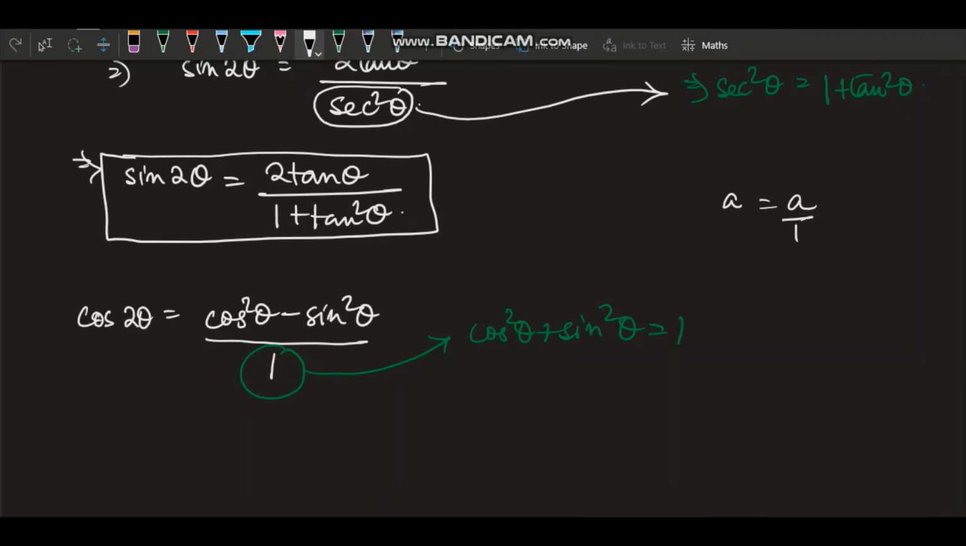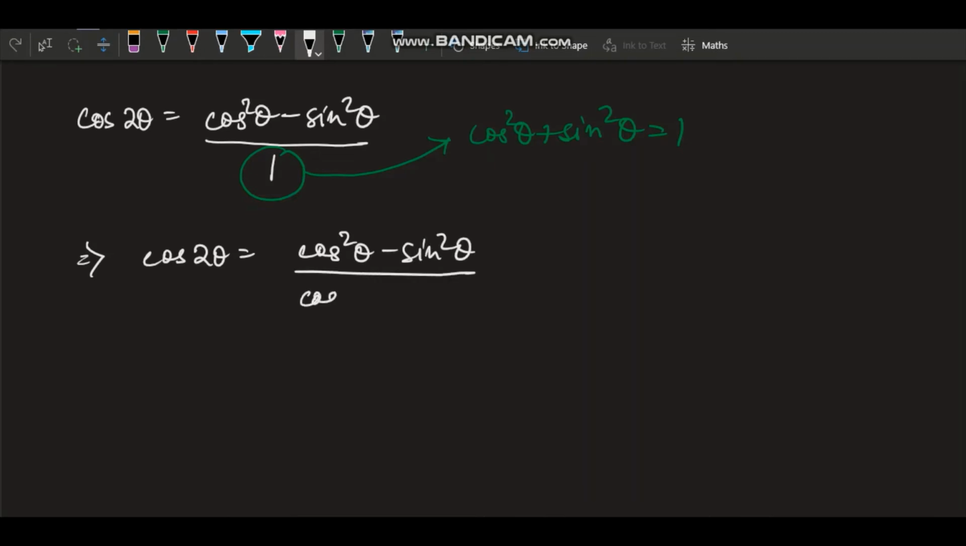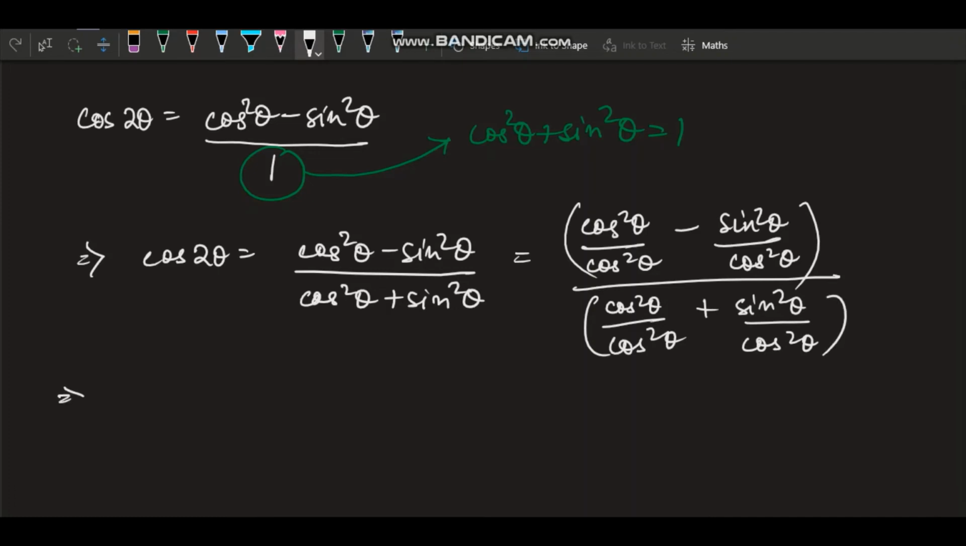So what am I getting? I am getting cos square theta minus sine square theta whole divided by cos square theta plus sine square theta. So definitely cos 2 theta is cos square theta minus sine square theta by cos square theta plus sine square theta. Next, I divide the right hand side totally by cos square theta. So what am I getting? I am getting cos square theta by cos square theta minus sine square theta by cos square theta, and in the denominator also I have cos square theta by cos square theta plus sine square theta by cos square theta. Obviously cos square theta by cos square theta is 1 and sine square theta by cos square theta is tan square theta. So the numerator is 1 minus tan square theta and the denominator is 1 plus tan square theta.